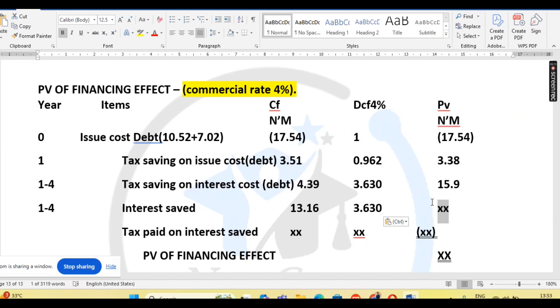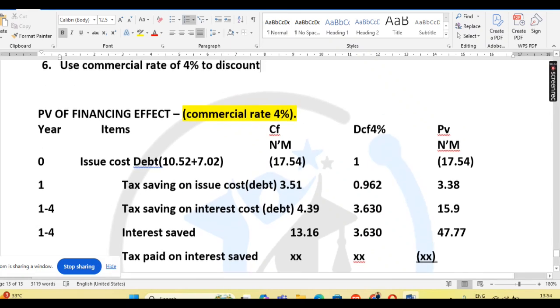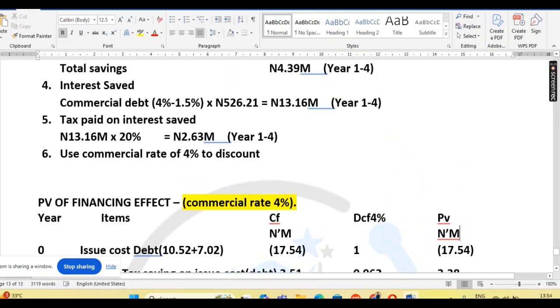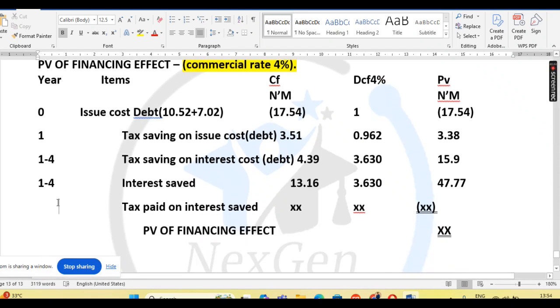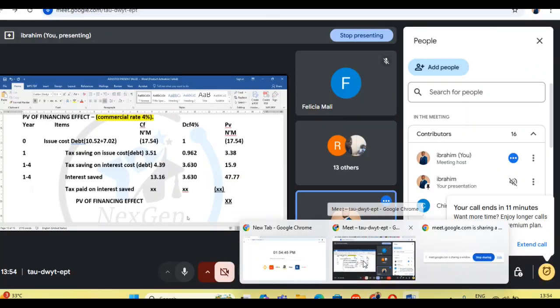What do you have here? 47.77. Are you sure? Yes, she's correct. 13.1716. 47.77. Let me check my calculator. That's correct.